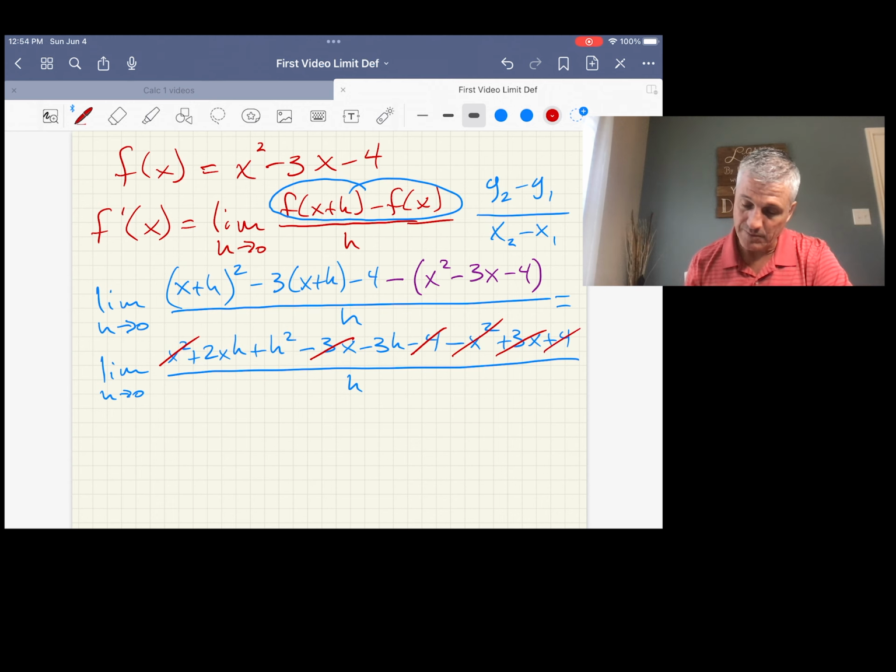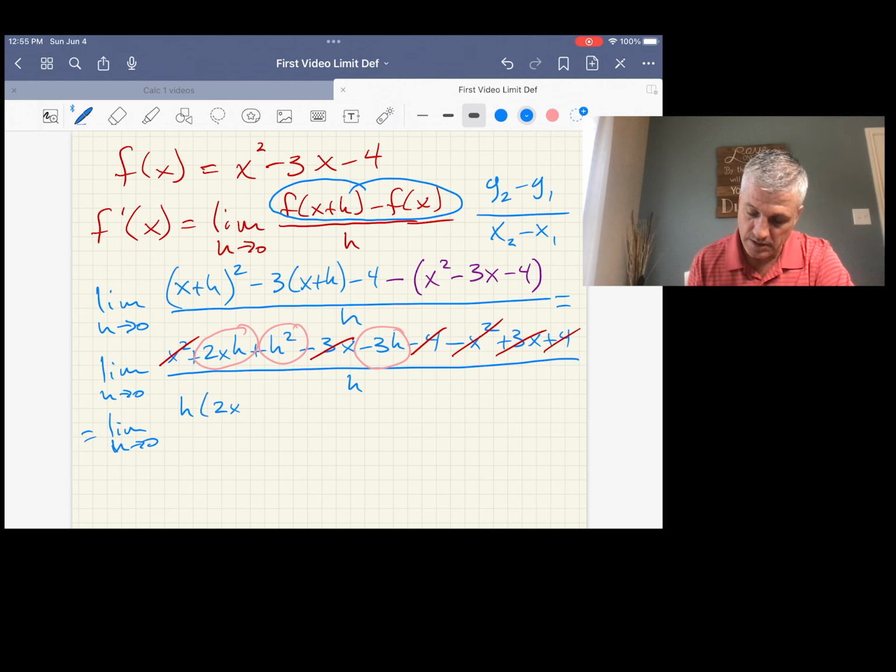And so what I'm left with here is these three terms in the numerator. What's unique about them all is that they all have an h in them. So what I can do is say, okay, this will equal the limit as h goes to 0. I'm going to factor out an h in the numerator, so I'm going to have 2x plus h minus 3 all over h.